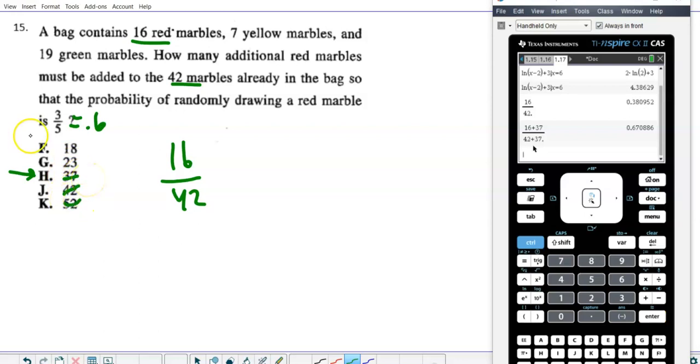I'm going to try 18 next. So by using this, I can also copy and paste, right? And I can change that to 18. And it gives me 56. That's too low. So at that point, it's got to be 23. Move on. You can adjust it if you needed to.